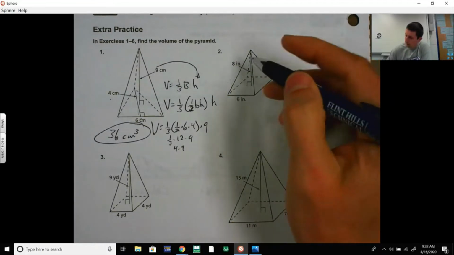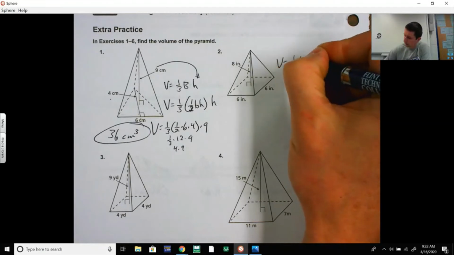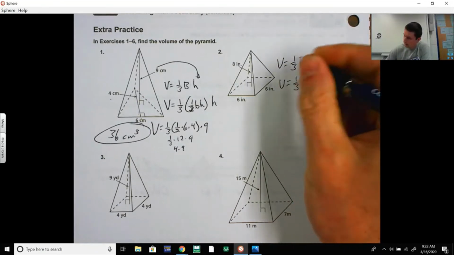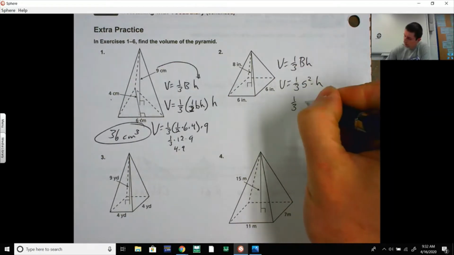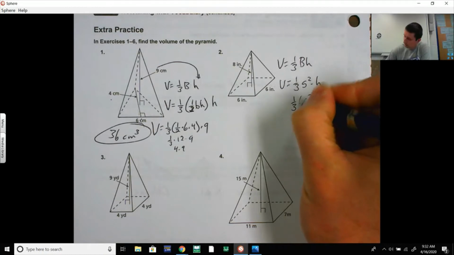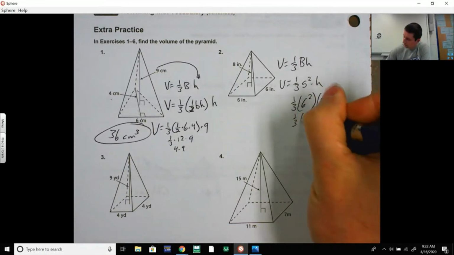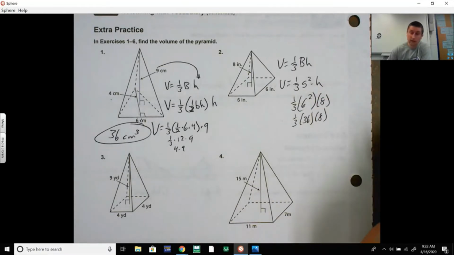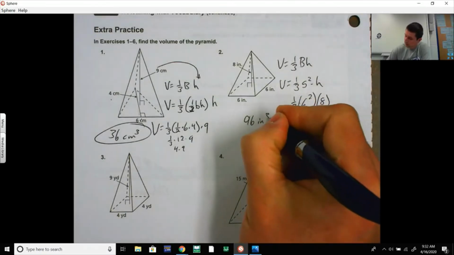Oh, a square pyramid. We like these. Volume equals 1/3 base times height. It's a square, so that's side squared times height. So 1/3 of 6 squared times 8. What's 1/3 of 36 times 8? 1/3 of 36 would be 12. 12 times 8 would be 96. So 96 cubic inches for that one.